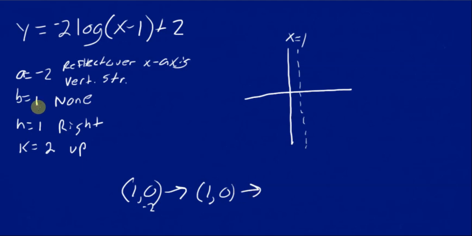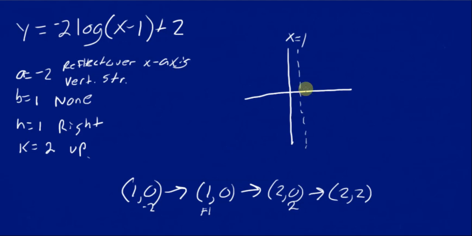And then I'm going to take the 1 and multiply it by the X value, which doesn't do anything, so I'm not going to change anything. H is going to add to the Y value, so I'm going to add 1 to that. That's going to be (2, 0). And I'm going to go up 2 units, so I'm going to add 2 to Y, and that's going to be the point (2, 2).